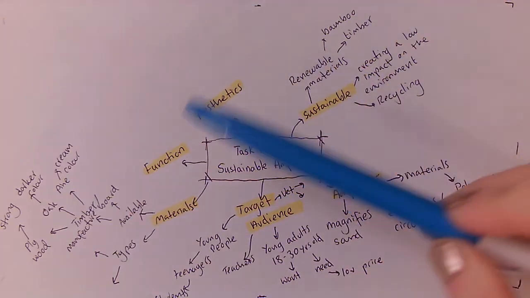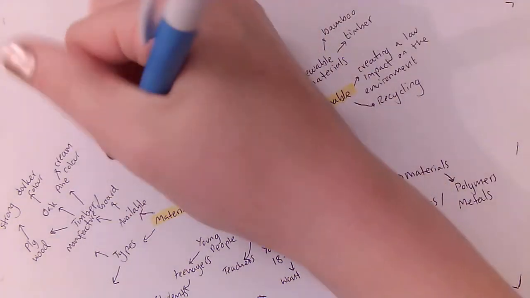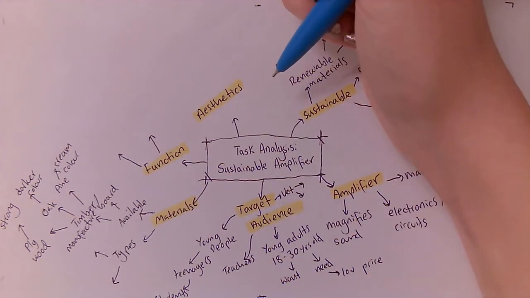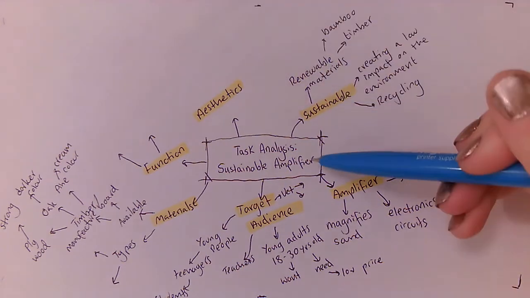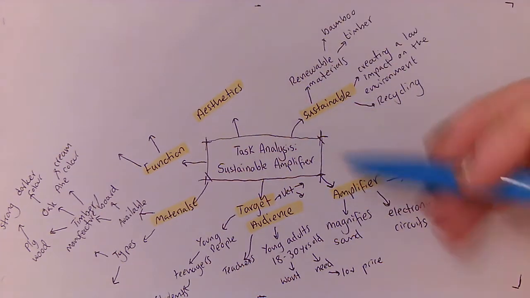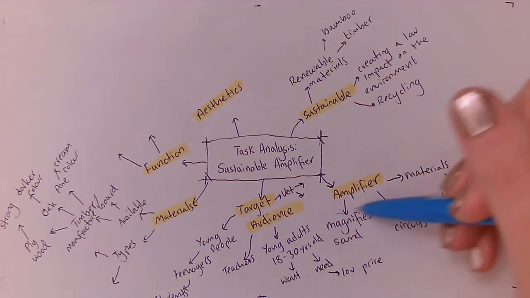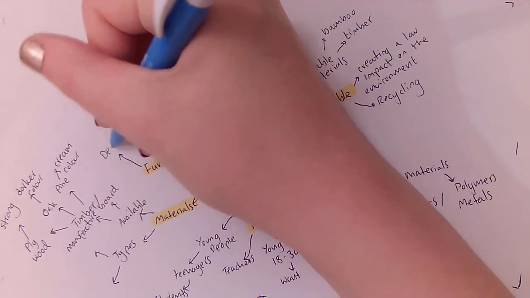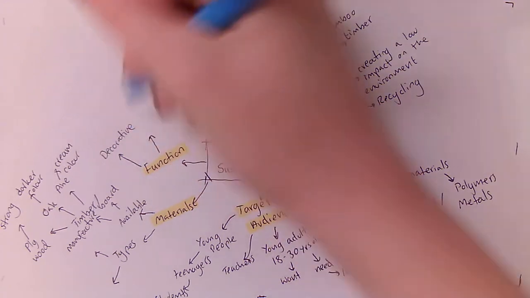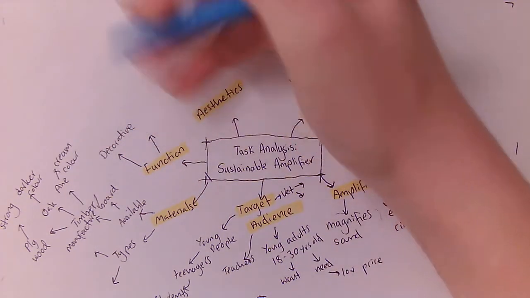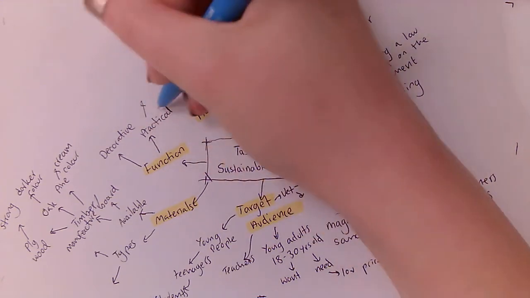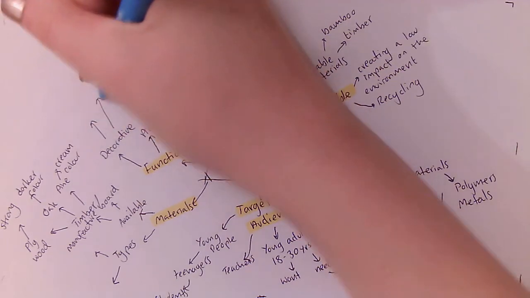I'm going to move on now. Function. Traditionally, you'd have lots of different possibilities depending on the products that you're aiming for. I know that I'm making an amplifier, and I know that the main function is here, it's to magnify sound. I've already mentioned that, that's fine. So what I can also think about is other functions, such as making it decorative, as well as practical. And I can start to branch out on these ideas also.